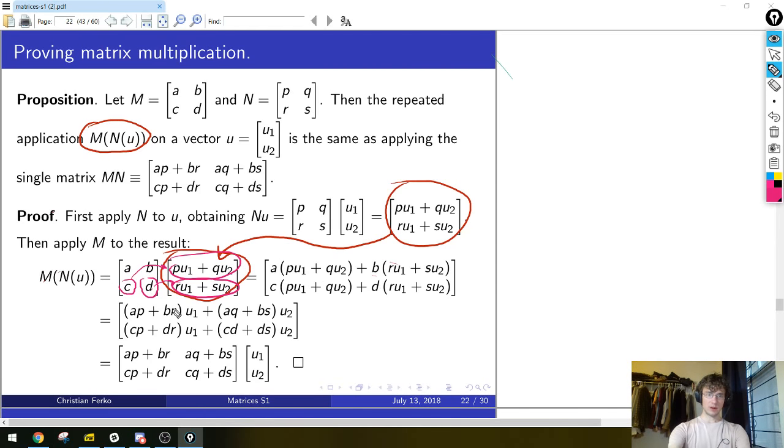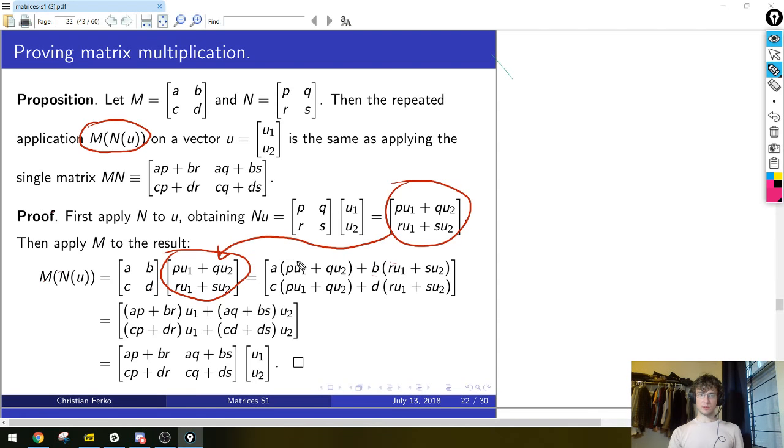So there's a lot of terms, but it's the same rule as before, just applied to a complicated expression. Horizontal line, vertical line, multiply A times the first slot, B times the second slot, that goes here. C times the first slot, D times the second slot goes here. So once we have this, I'm just going to distribute and then collect like terms.